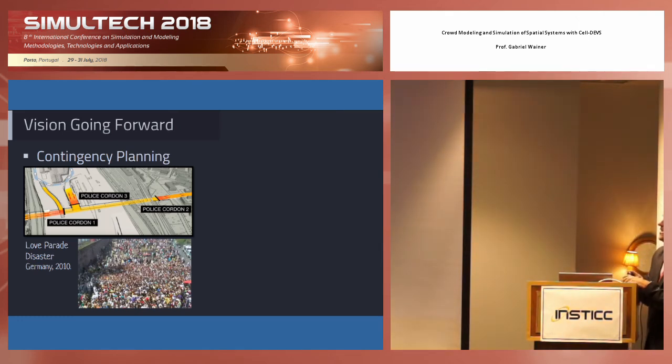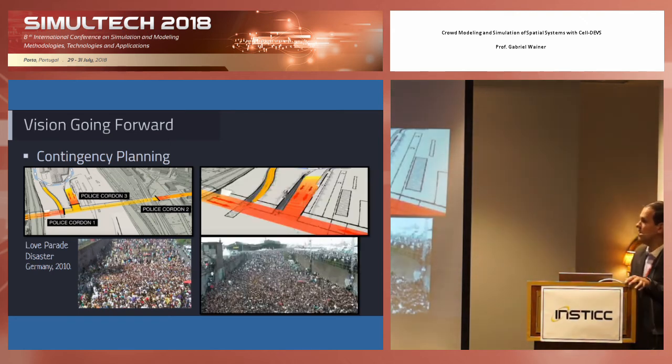There has been a very well-known disaster in Germany in 2010 at the Love Parade. The issue was that there were 2 entrances to a given avenue that didn't have exits. You see, it's cement walls, and when people started to push, it was a disaster, okay? So we could use the method for contingency planning in cases like this and have a large crowd like this properly modeled and simulated.